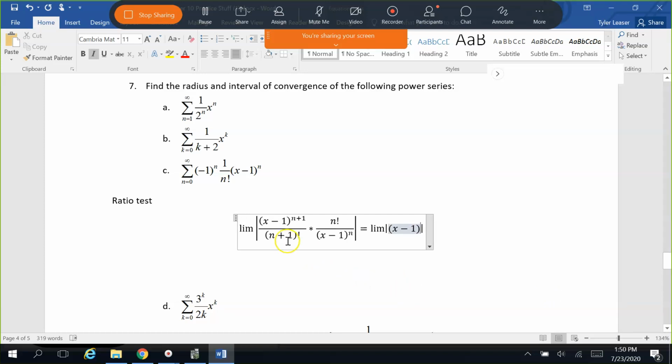For the factorials, I'm going to rewrite n plus 1 factorial as n plus 1 times the n factorial, which means the n factorials are going to cancel out, and I'm going to have an n plus 1 in the denominator. All right, so this is the left-hand part simplified down.